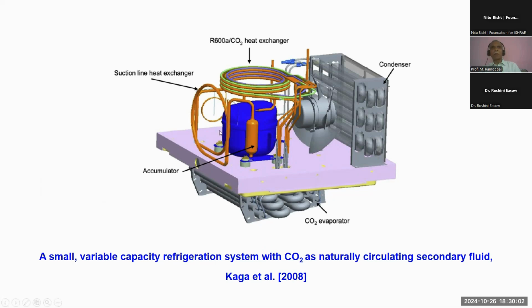That carbon dioxide vapor goes to the heat exchanger, where it rejects heat to isobutane, and it becomes a liquid, and the liquid again comes back to the evaporator. And the isobutane, as it picks up heat from the carbon dioxide, becomes a vapor. It goes into the compressor, it gets compressed, and from there it goes to the condenser, and then through the expansion valve, and the cycle continues. So this is a very interesting, very early example of use of carbon dioxide as a secondary fluid using natural circulation.